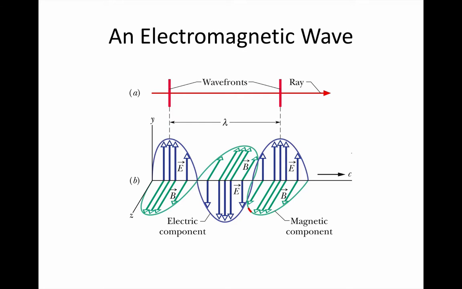Because the electric field and magnetic field are both perpendicular to the direction of propagation, electromagnetic waves are transverse waves. We take the wavelength as the distance between one maximum and the next of one or other of the fields. Then the frequency can be found using the equation that c equals f times lambda.